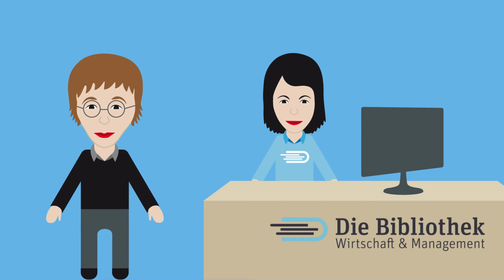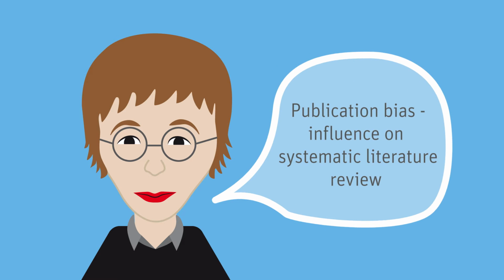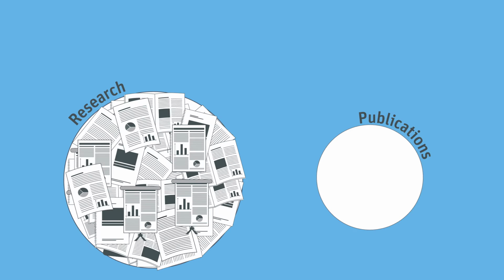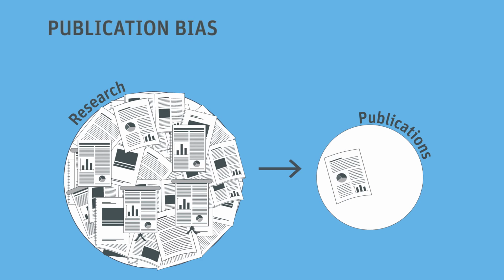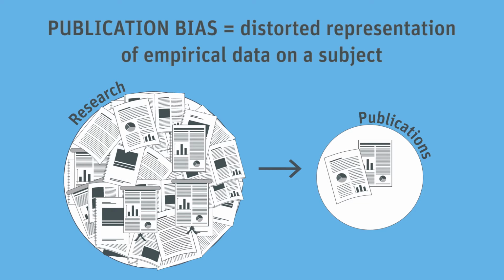She goes to the Economics and Management Library and asks the librarian Miss Müller what publication bias is and how it influences her systematic literature review. Miss Müller explains that publication bias refers to the distorted representation of empirical data on a subject.